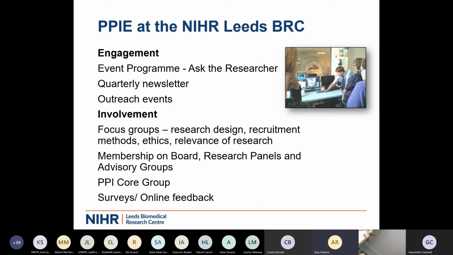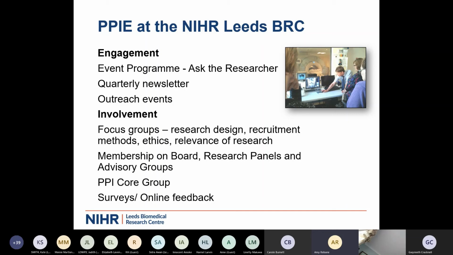So I noticed a question that popped up, and the links are there for the INVOLVE website about their definitions, but an advisory group is usually a group of patients or PPI members who will work with you throughout the research cycle, giving you guidance and advice on the research that you're doing, based upon their lived experience and the likelihood of them participating.